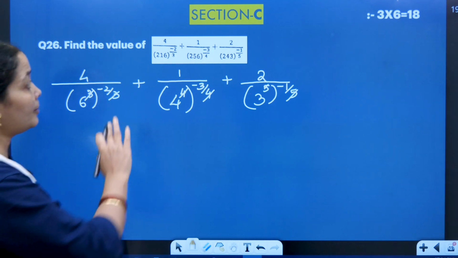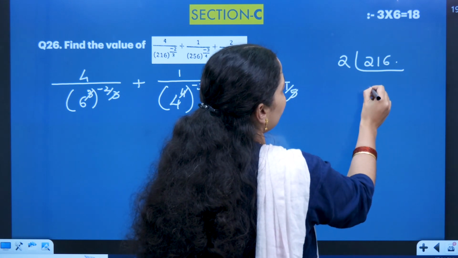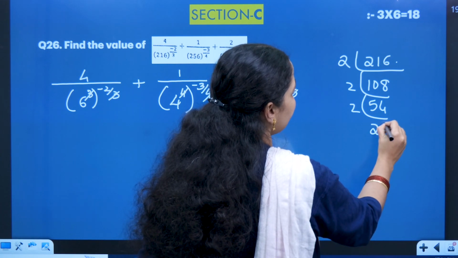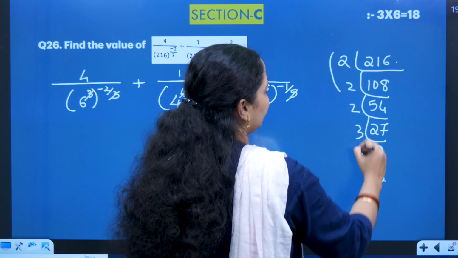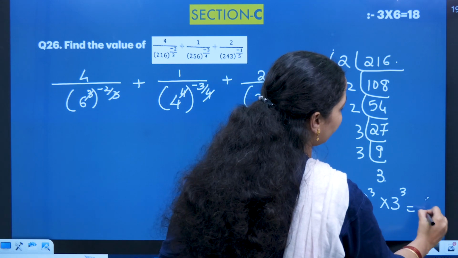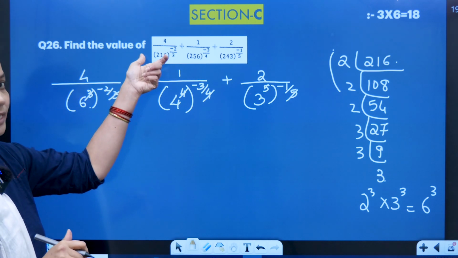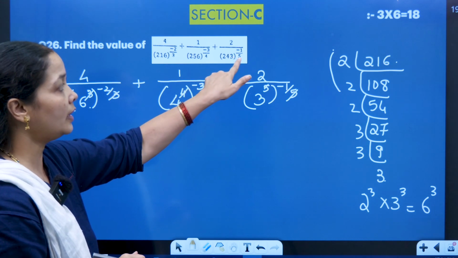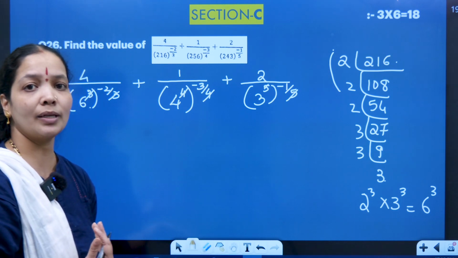If you are not directly able to find 216, what is the way? I'll take prime factors of 216. 2s are 108, 2s are 54, 2s are 27, 3s are 9, 3s are 3. Now take the pairs. I have 2 cube into 3 cube, so I'll write it as 6 cube, which I will write in the bracket. This is the way of solving the prime factorization and finding the cube or whatever power required. Here I had cube, here I have to the power of 4, here I have to the power of 5. I'll do it in the same manner and find out on which base I can put the power.